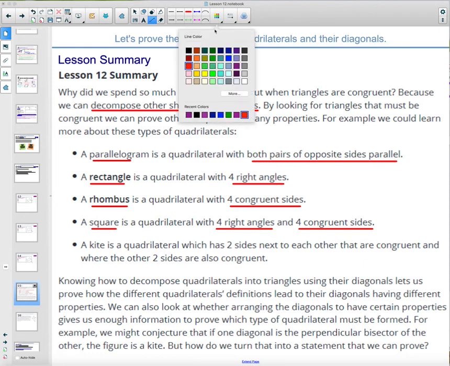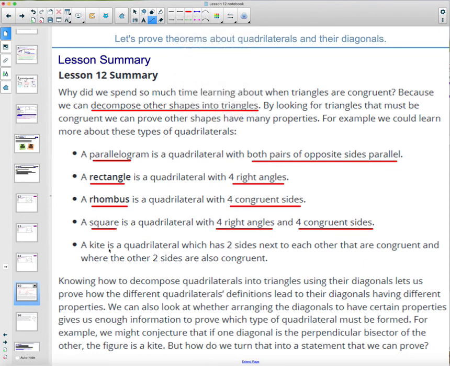Then one we didn't talk about is a kite. A kite actually has 2 sides next to each other that are congruent, and then the other 2 sides are congruent as well. So a kite is like this. It has two sides next to each other congruent, but not the ones across from each other. So a kite is not a parallelogram.